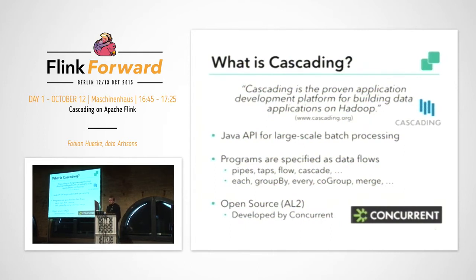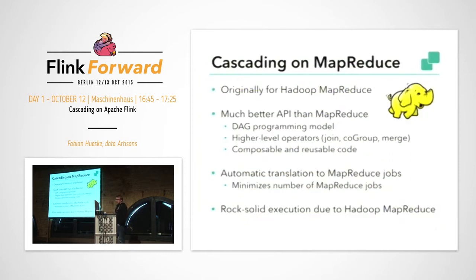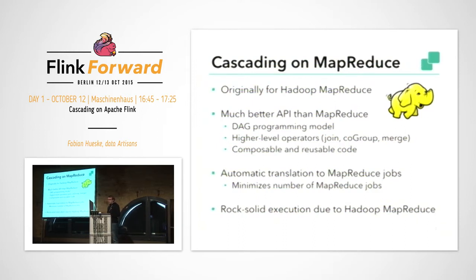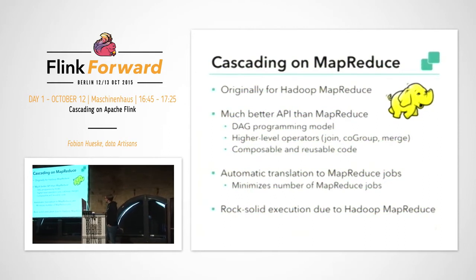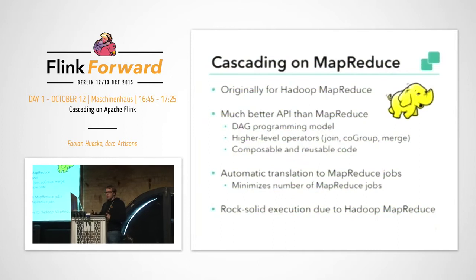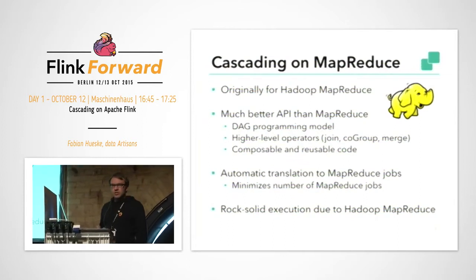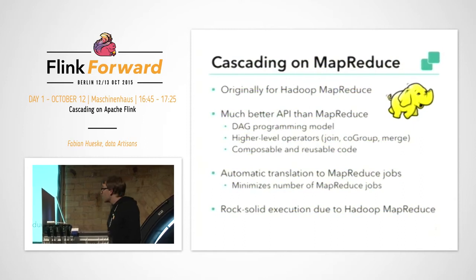Cascading is open source under the Apache license and developed by Concurrent. Originally, Cascading was built on top of MapReduce. So it offers a much better API than MapReduce. It comes with a DAG data programming model. So you specify your programs as a DAG of operators. It has higher level operators such as join and co-group, something that MapReduce doesn't offer. It has a tuple-based type system where MapReduce is kind of limited to key value pairs.